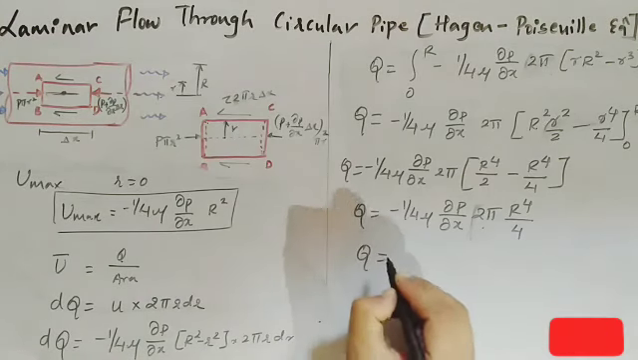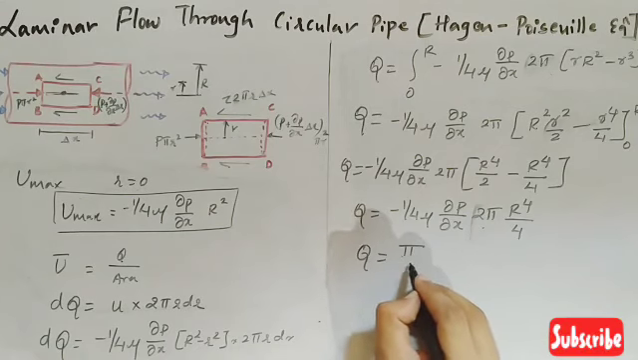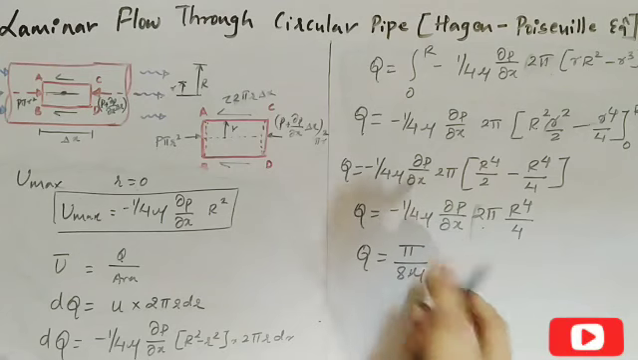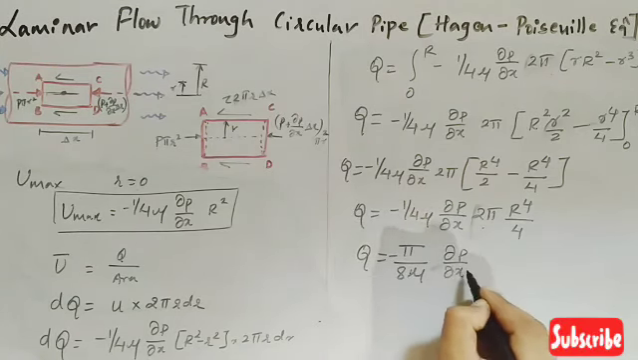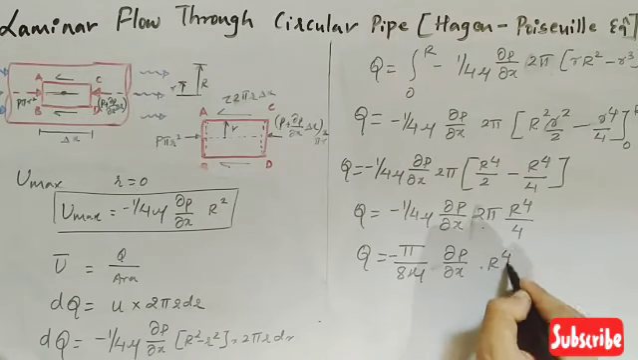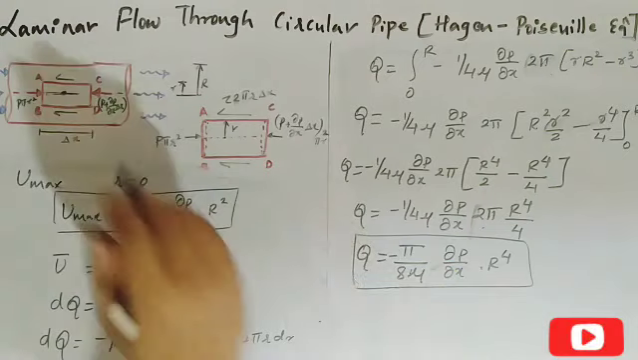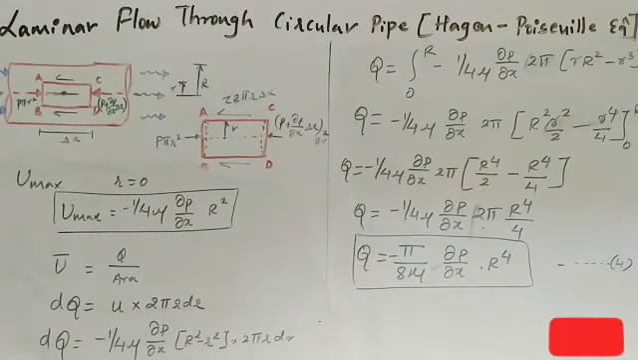I'll get Q equal to minus pi by 8 mu dou p by dou x into r raised to 4. Now this is our discharge through this pipe. Let us consider this as equation 4.